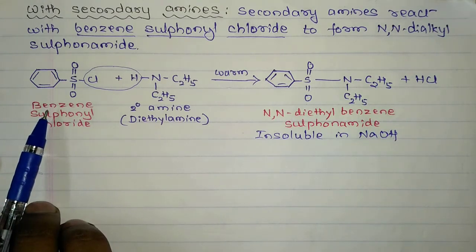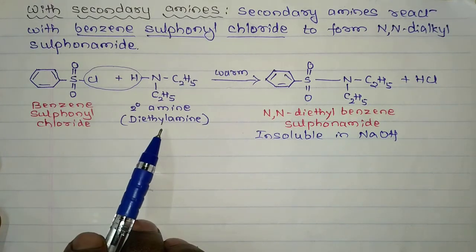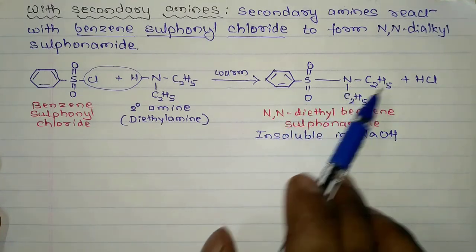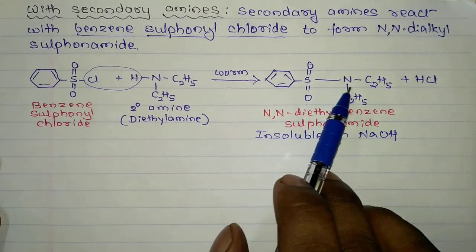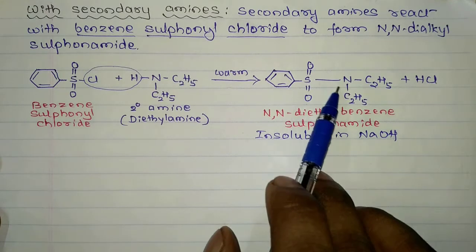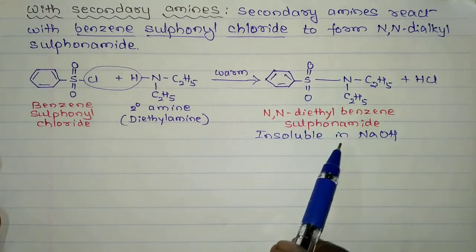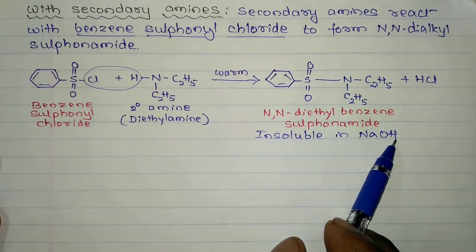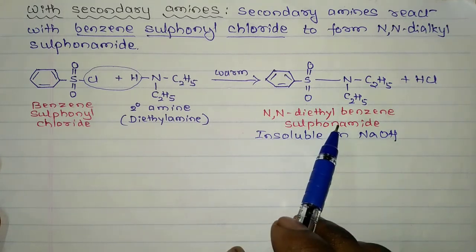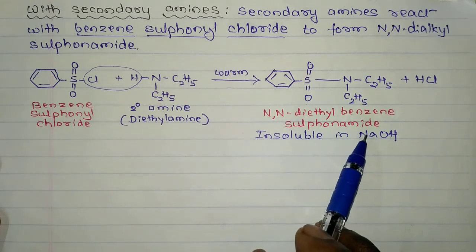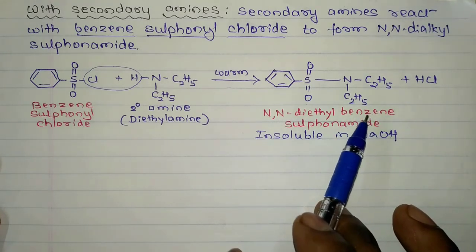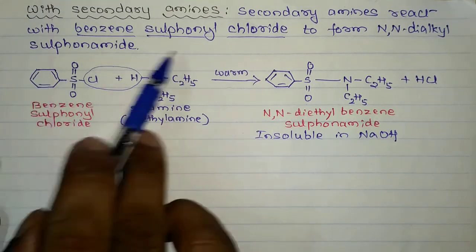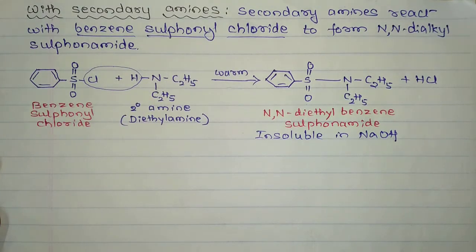Benzene sulfonyl chloride reacts with the secondary amine diethylamine and gives N,N-diethyl benzene sulfonamide. It does not contain hydrogen on nitrogen. That means it does not contain acidic hydrogen, remains insoluble in sodium hydroxide, and on acidification it remains as a precipitate. Just add acid, the precipitate remains as it is. This is the reaction of benzene sulfonyl chloride with a secondary amine.